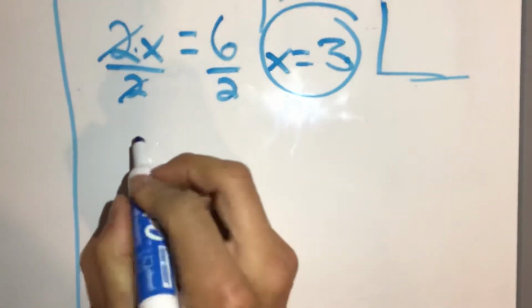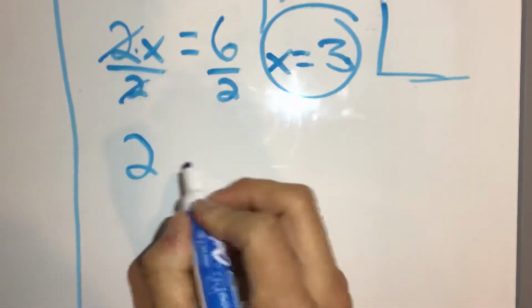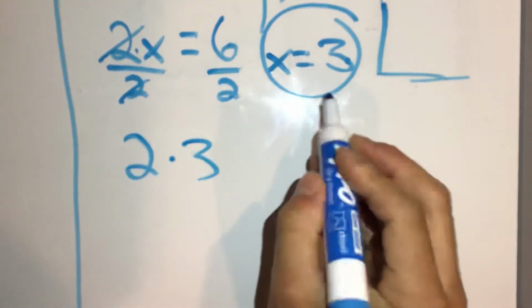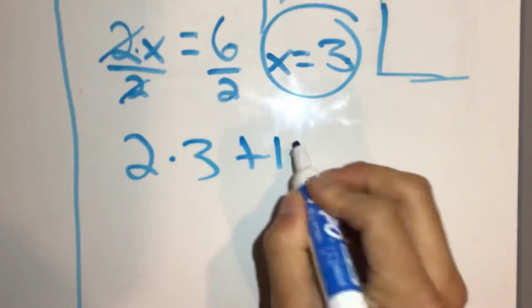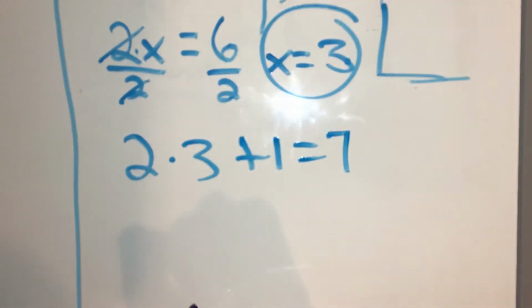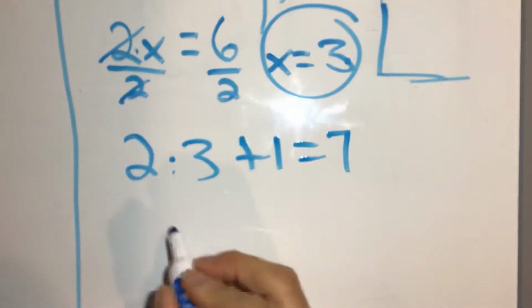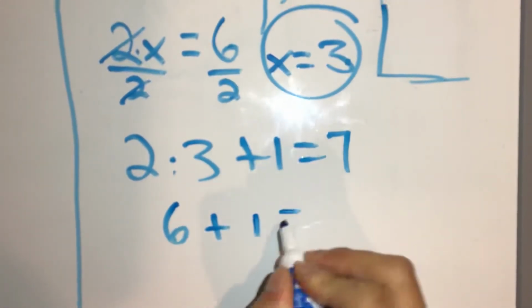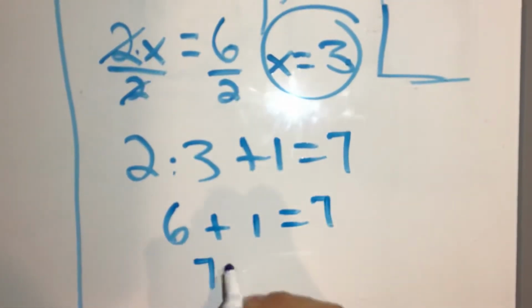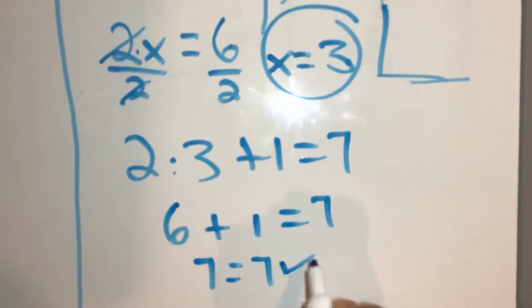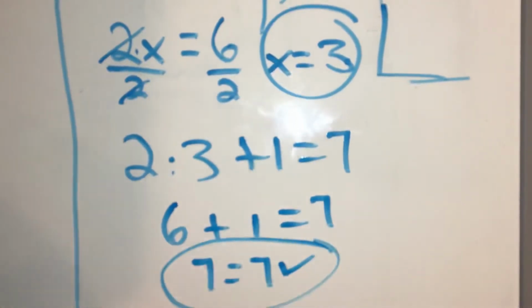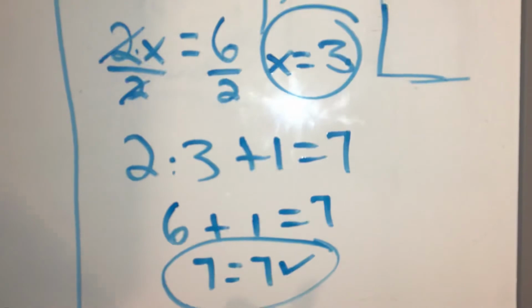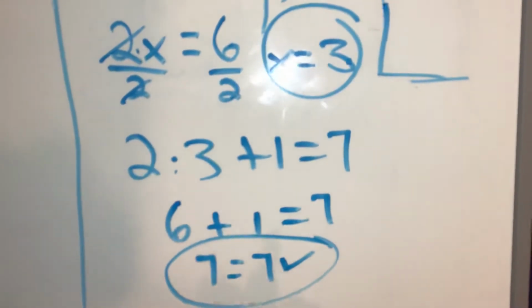If I want to plug this back in, I would do 2 times 3, because my x is 3, plus 1 equals 7. 2 times 3 is 6, plus 1 equals 7. 7 equals 7. Check, boom, diggity, diggity dog. That one's for you, Joey Pugs. Now, we'll take a look at one more example here.